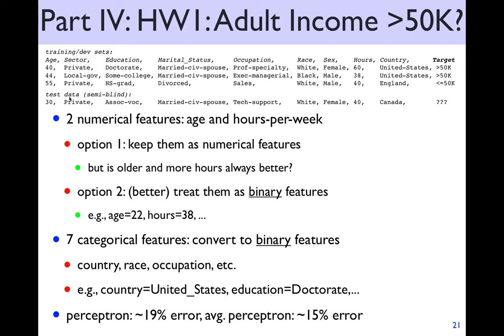So that's what I mean on the slides by converting every single feature to binary, including the numerical features, ages and hours, and the categorical features like country of origin equals United States, education equals doctorate, marital status equals married civil spouse, occupation equals, let's say, sales, race equals black, sex equals female, hours equals 60, country of origin equals England. All these are binary features. So every person is converted into a very, very long feature vector.